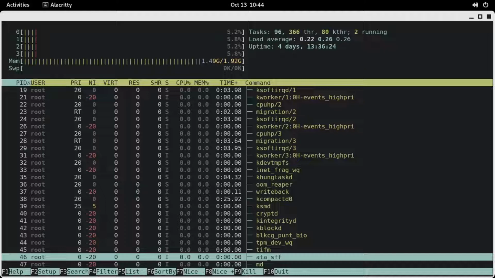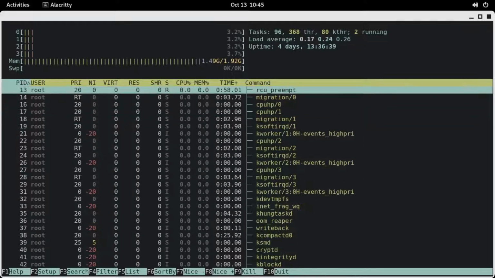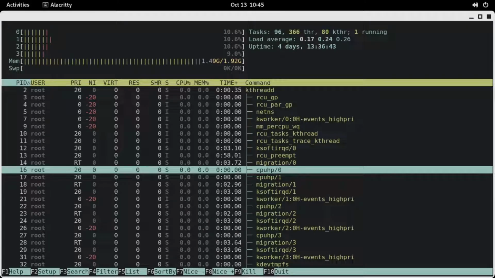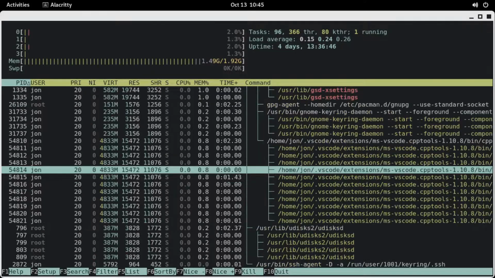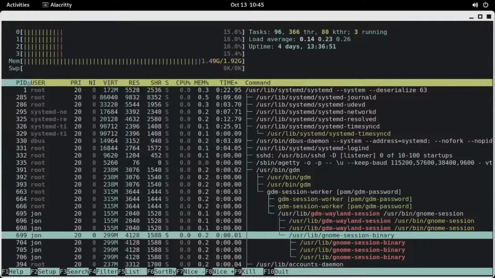Yeah, so the migration ones are all real time. Is this currently the process running to display all the other processes? Yeah. So I'm using htop right now, and it's a process like anything else. I don't know where it is because this list is gigantic.